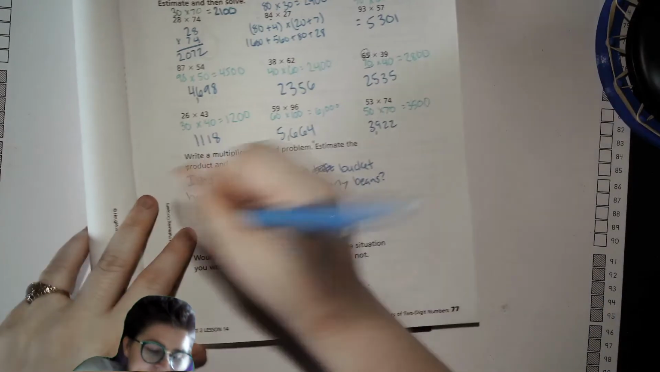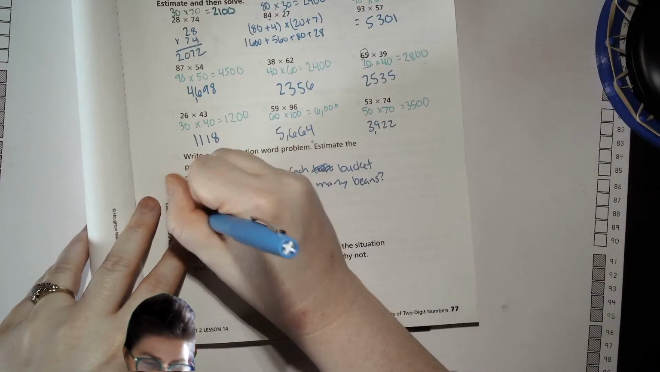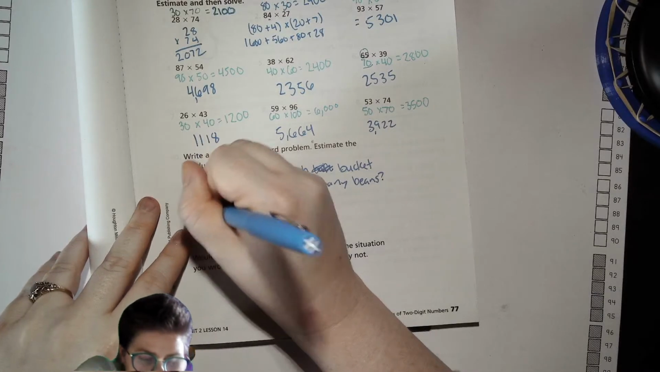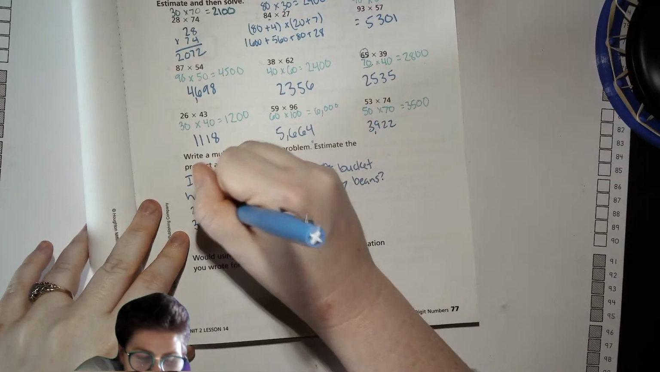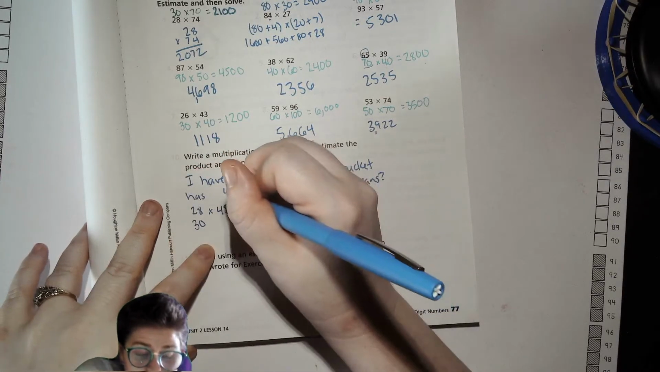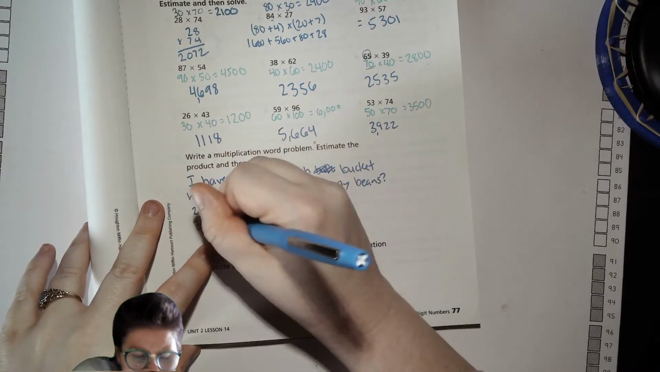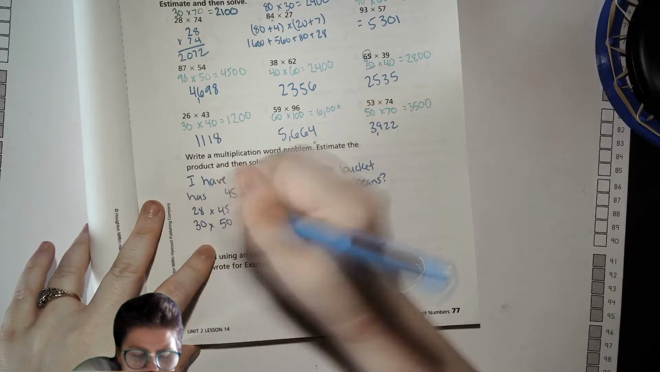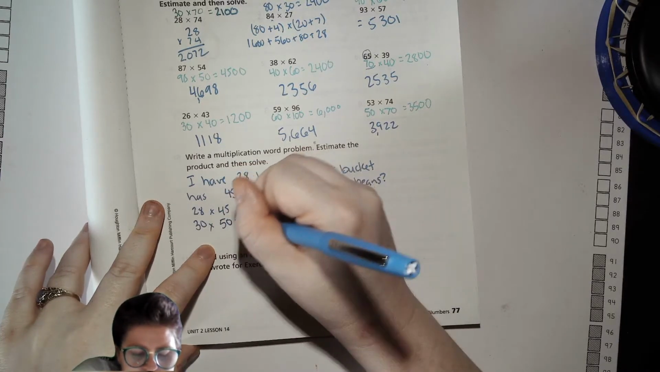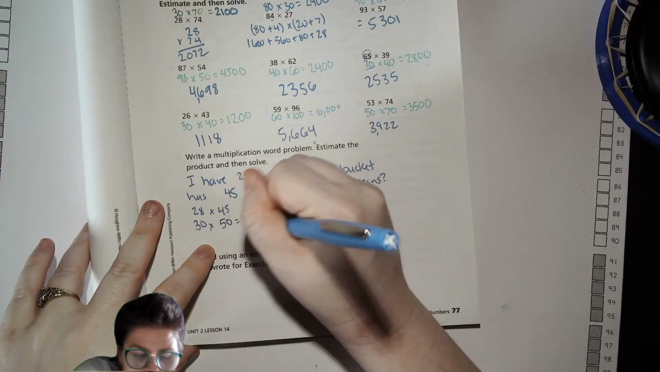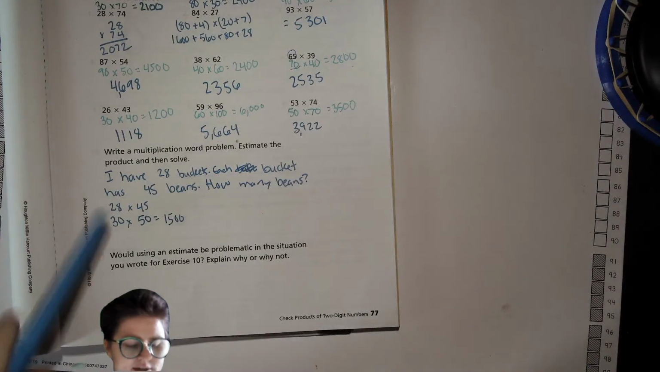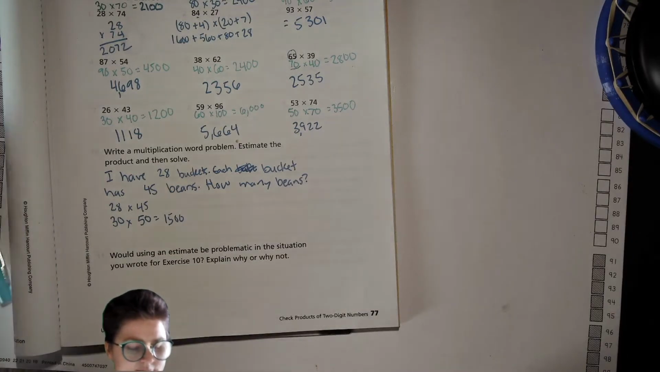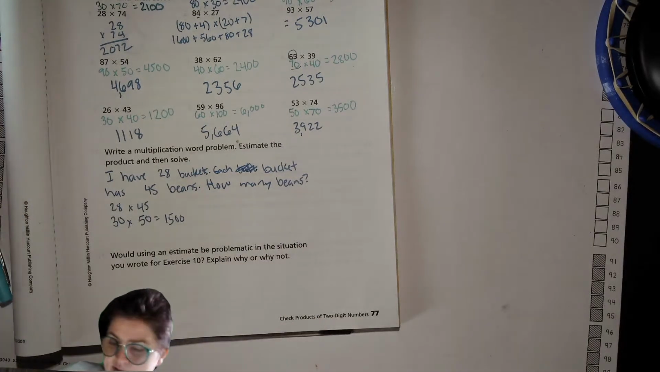Okay, so the estimation for that, we got 28, which goes to 30, and then 45, which goes to 50. So we should get something pretty close to 1,500. Probably a little bit lower though, right? Because these both got rounded up. So let's see what we get.